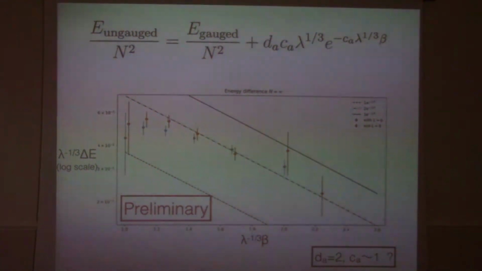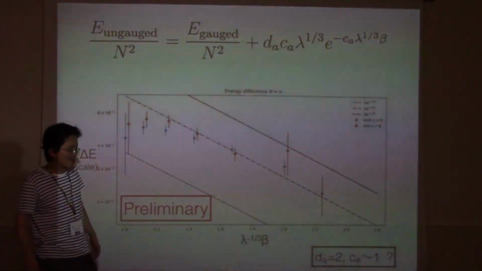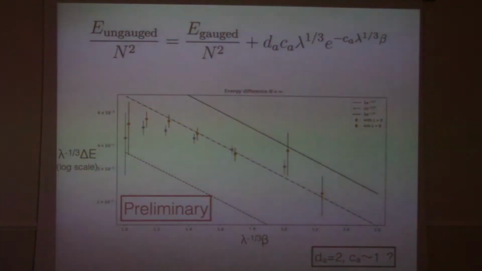But of course, unless we have some concrete numerical values on the field theory side, we cannot really be sure that this picture is justified. So we did simulations. We already did the simulation for the gauge theory, so we repeated a similar simulation for the ungauged theory and took the difference of the energy.